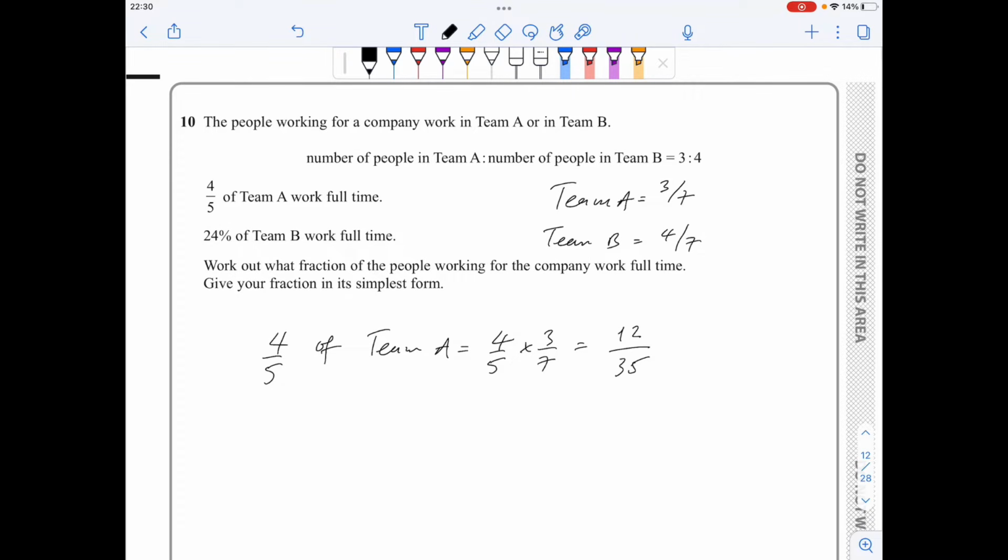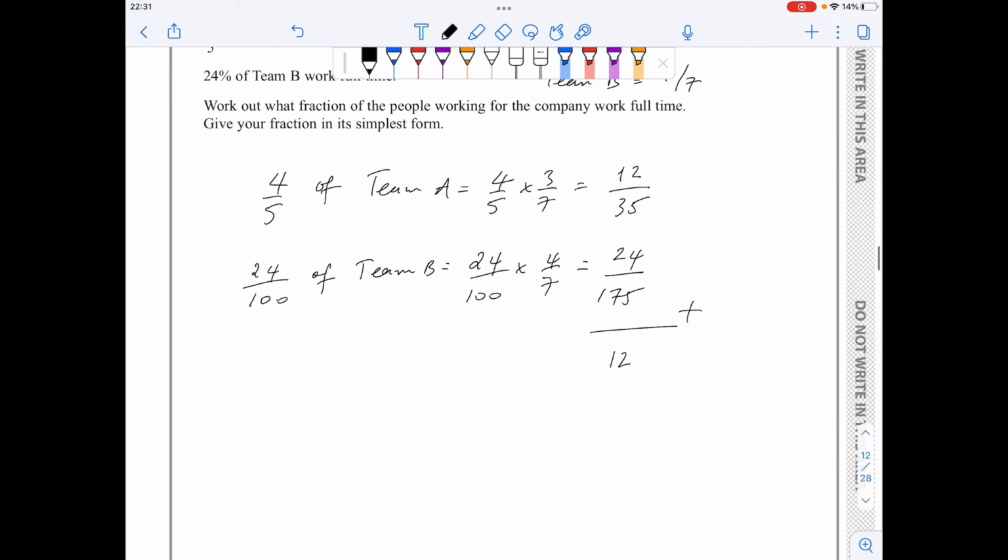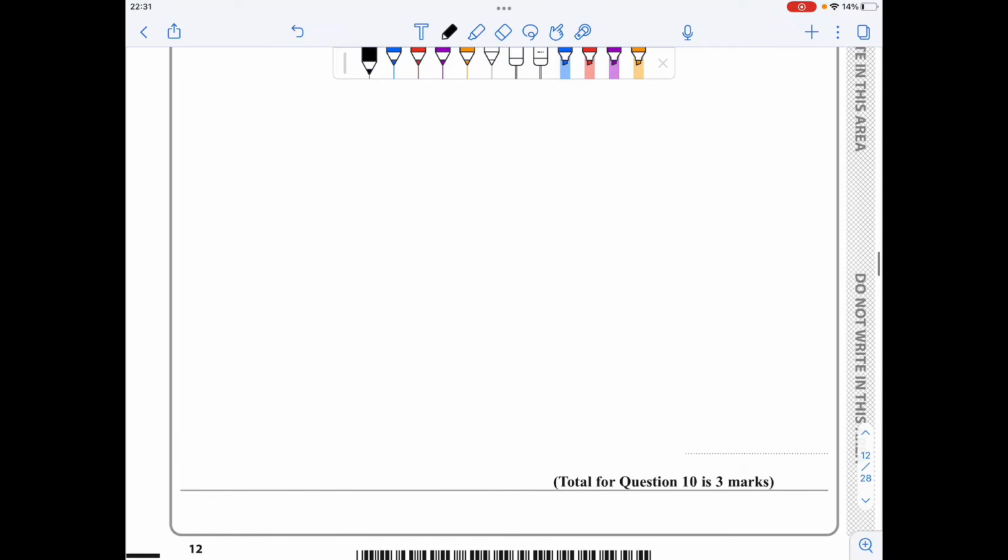12/35. And then I have 24/100 because of the percentage of team B. So 24/100 times 4/7 will give me 24/175. And if I add these two numbers, I will get 12/25, which is the final answer.